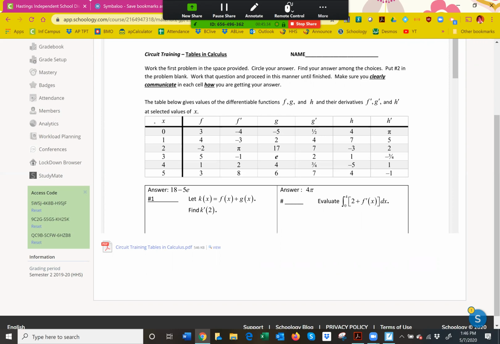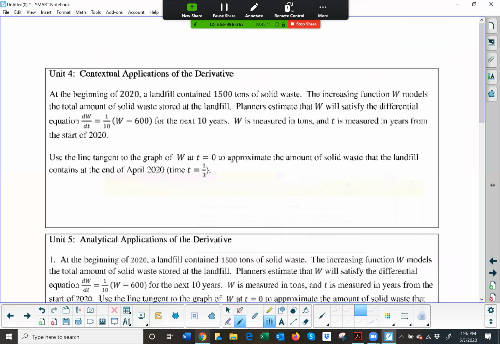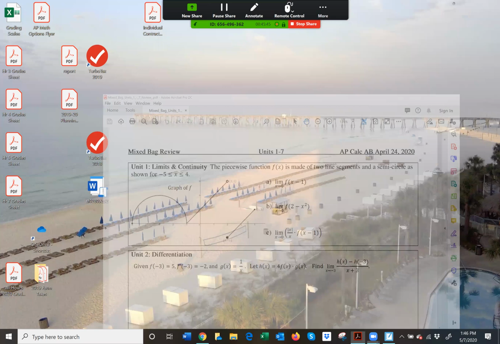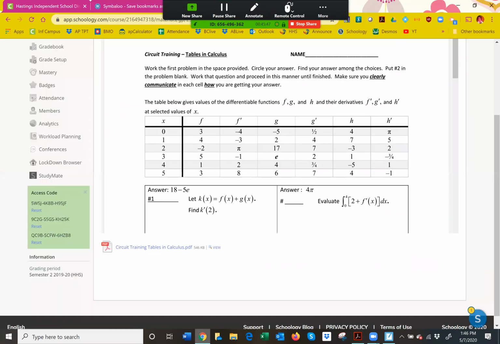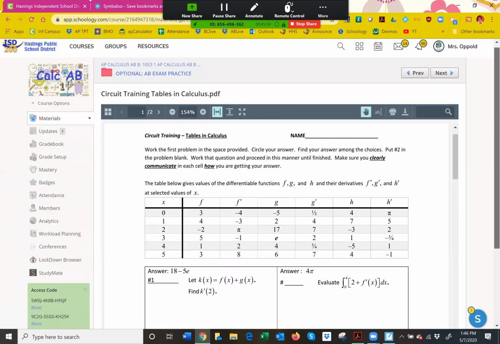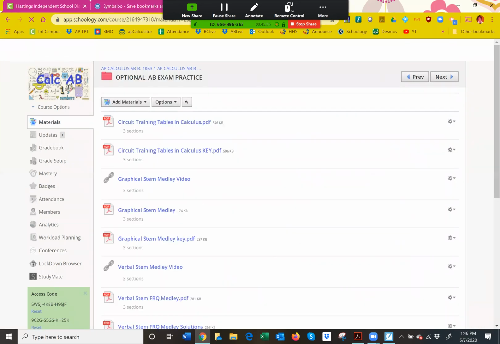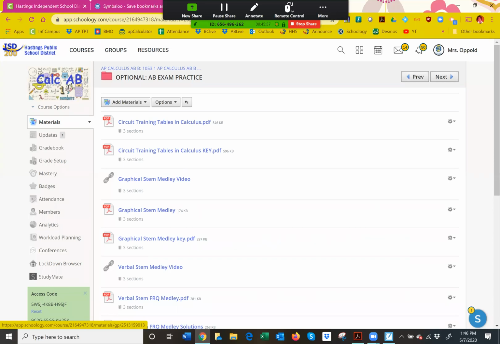What else did I have set up for? Nothing. Otherwise, there's that verbal STEM one too. I wrote down that that was good. Take a look at this verbal STEM.